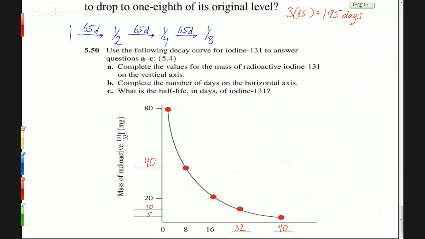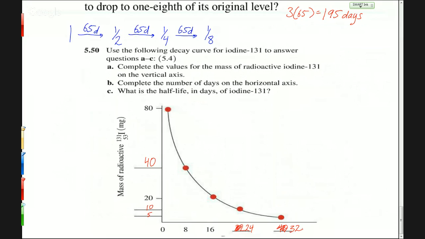40. Because that's not doubling. Oh yeah, wait a second here. That shouldn't be 32 then, right? Assuming these are all evenly spaced, this should be 24 and then 32, because those should be evenly spaced. So the mass will double.